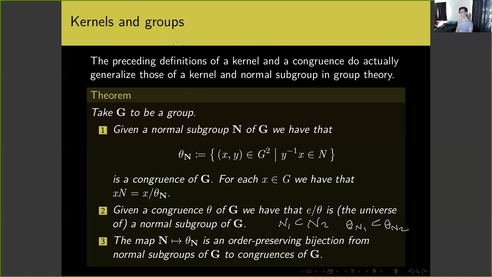Okay, so we won't prove this, but it is a good exercise to verify that we have precisely generalized the concept of a normal subgroup in group theory. And a similar argument can be made that congruences also precisely generalize the concept of two-sided ideals in the theory of rings, even non-commutative rings, which is why I said two-sided.